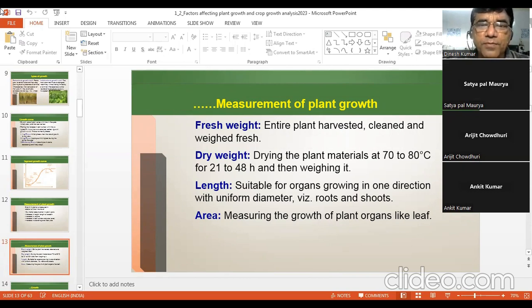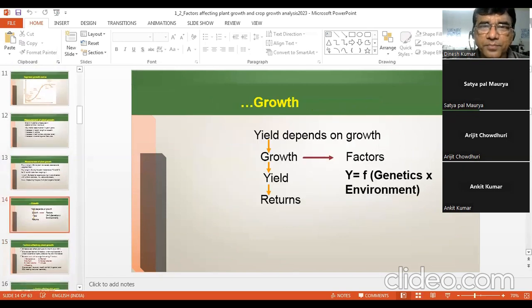Length, suitable for organs growing in one direction with uniform diameter. So you can measure the length, root length, shoot length, etc. Area, measuring the growth of plant organs like leaf area. So this is how we measure the growth and how we work out the dry matter.